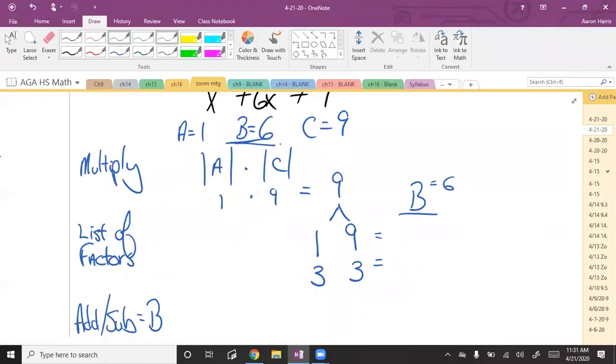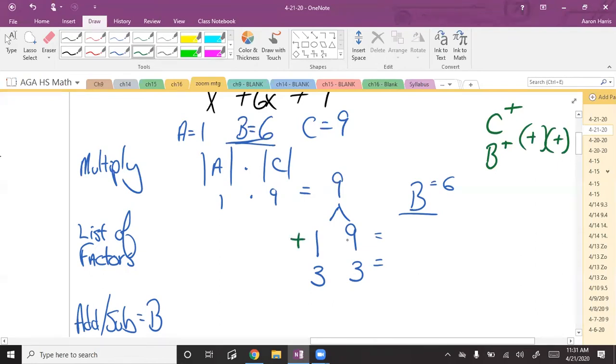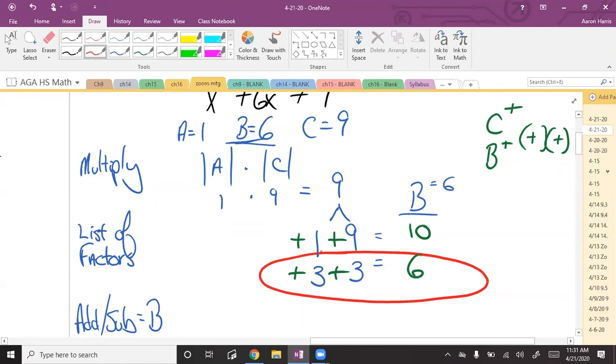Now we have to know what signs to put here. Since C is positive, B is positive, then I know both my factors have to be what? Positive. So I make each factor positive. And now we do our add or subtract. 1 plus 9 is? 10. Great job. 3 plus 3 is? 6. Which one is equal to B? The 3 plus 3.